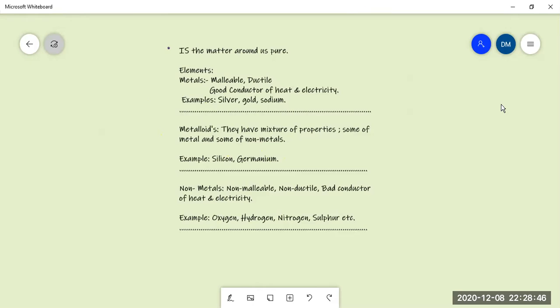The next is metalloids. They have a mixture of properties. This is a very important thing, that in metalloids there is a mixture of properties of metals and non-metals. And there are two examples, silicon and germanium. Again, the next one is non-metals. Non-metals are non-malleable, non-ductile, and bad conductors of heat and electricity. Examples are oxygen, hydrogen, nitrogen, sulfur.